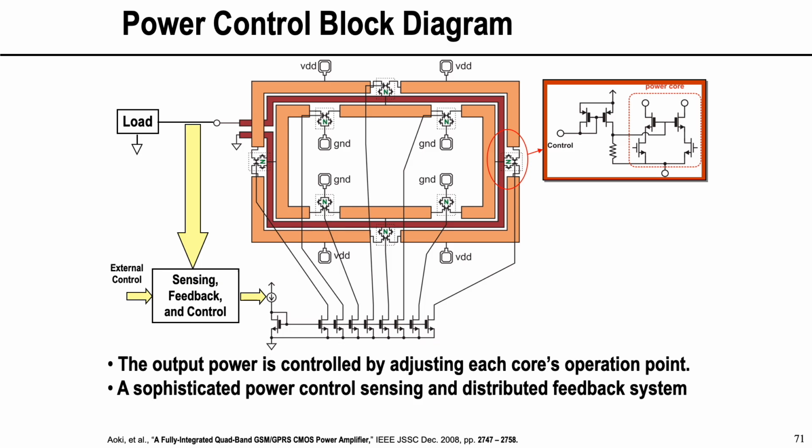Each one of them has some biasing control. That's a central bias. There's a sense and feedback. There's a sensor here that detects the power. There's a feedback loop that controls this and controls the power and adjusts them accordingly. So there's a lot more sophistication involved in that.